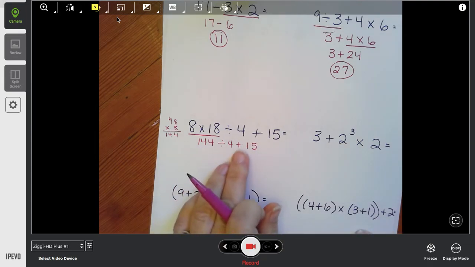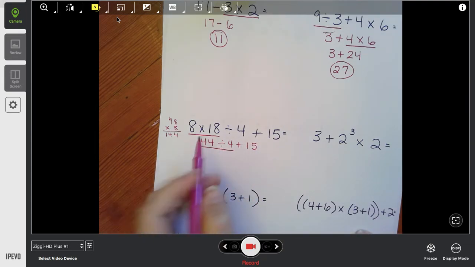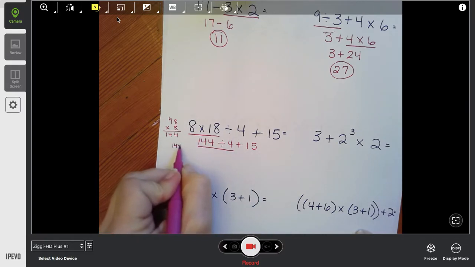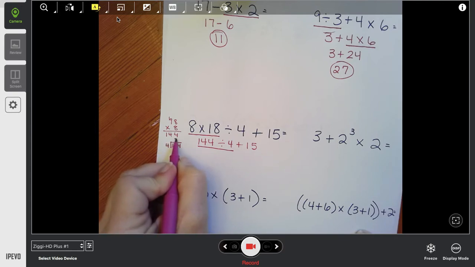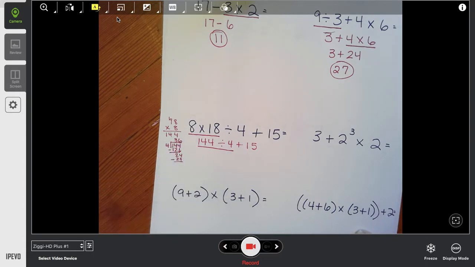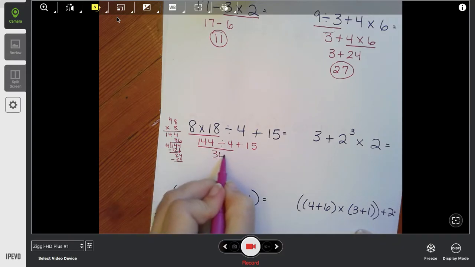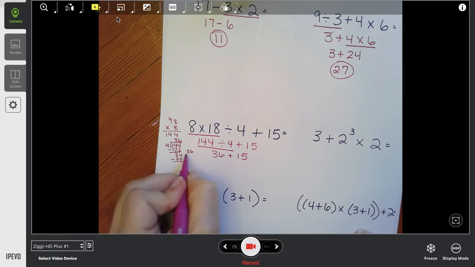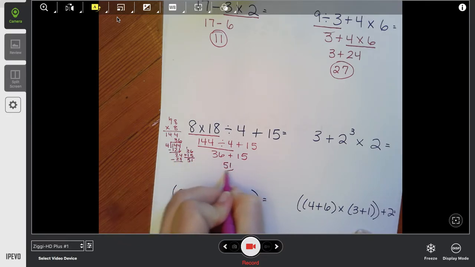Now I'm down to divide and add, so we're going to divide first. 144 divided by 4. I'm going to do that on the side as well, just to make sure I'm doing this correctly. How many 4s go into 24? 6. So 4 into 144 is 36. Then I'm left with 36 plus 15. I'm going to do that on the side as well. It is 51.